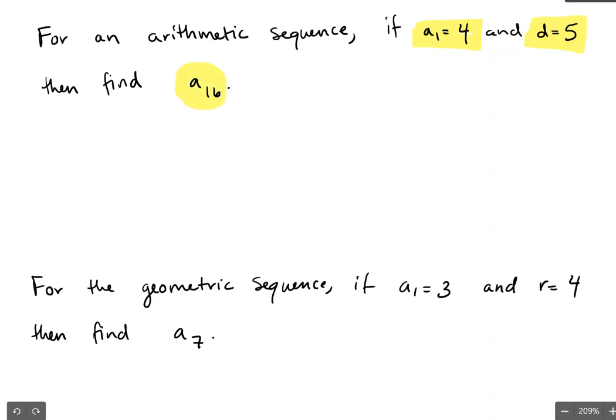Now of course you could write out a list of the first 15 terms and then add 5 to it and get the 16th term, but that's rather time consuming, so my hint for everybody here is that you would work based off of the formula. If you can write a formula for this arithmetic sequence, then you could plug in when n equals 16 and you'll get your exact answer. So I'd encourage you to pause the video, attempt this on your own, and then unpause to check your work.